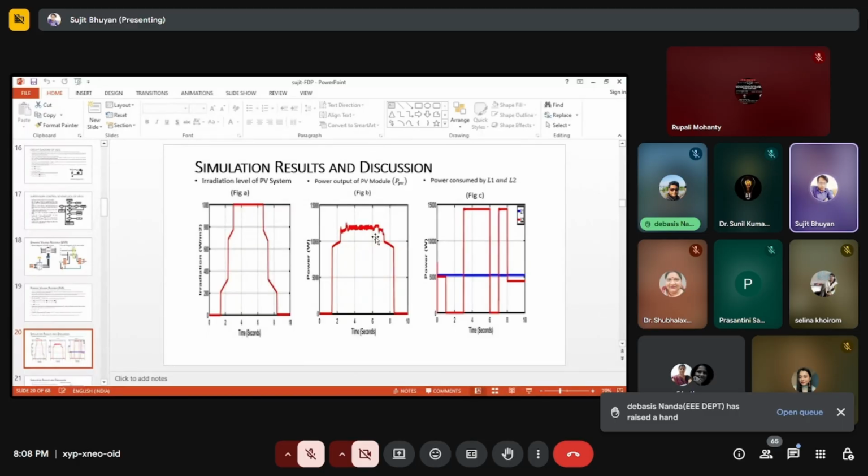Okay. So here, two types of load I have described, L1 and L2. In L1, the fixed load is there, the most primary load and the most important load.